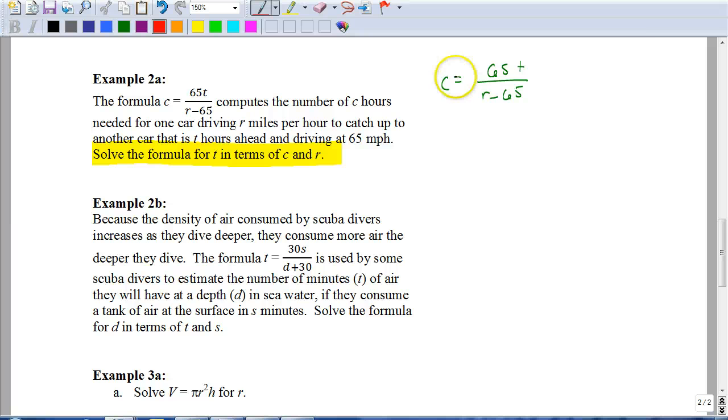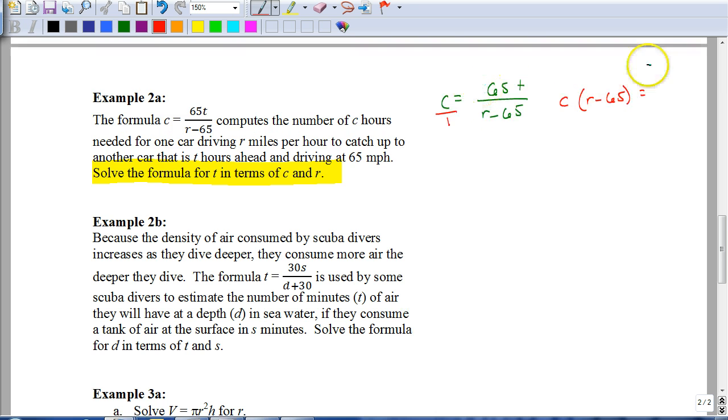Remember, we saw equations like this where we had fractions, and we solved these as proportions. C is the same as C over 1. So we can cross multiply. Now to cross multiply the C times r minus 65, here's how you write it. C times r minus 65. 65t times 1, that's obviously 65t.